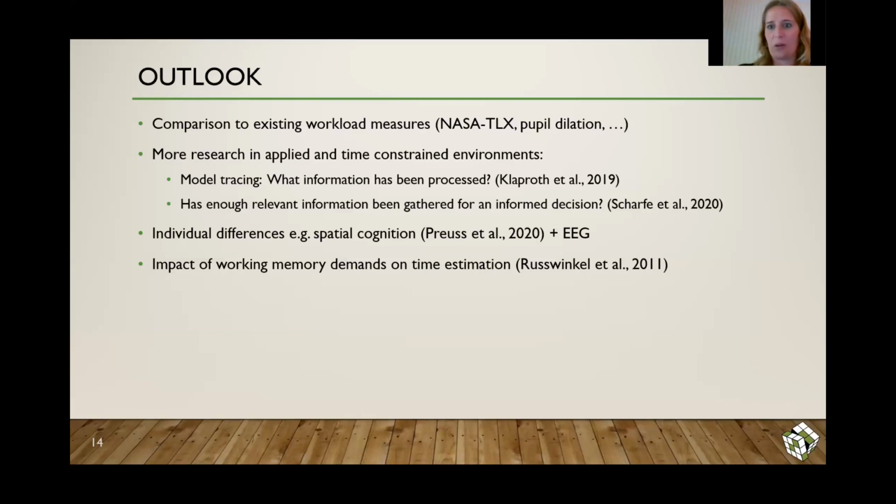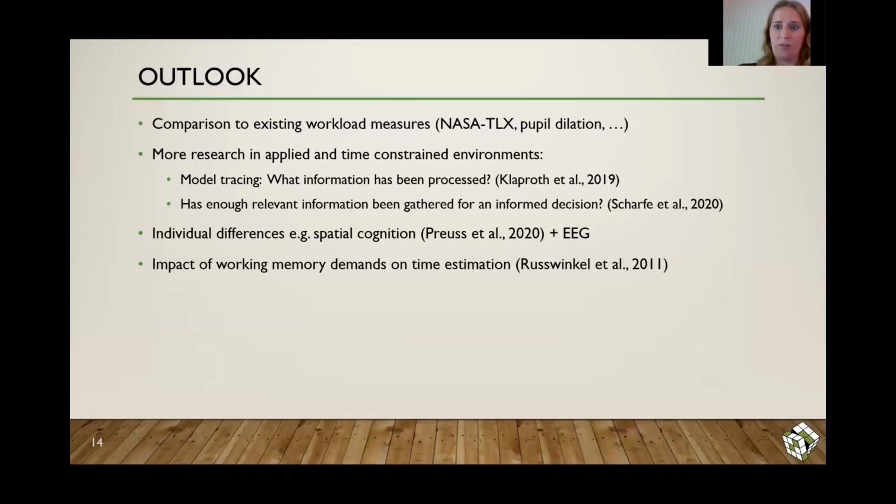And Marlene Schaff is working on highly automated driving, and her question is for takeover situations when people gain control over the car again, and then they may have to make a decision what to do. Has enough relevant information been gathered for an informed decision?